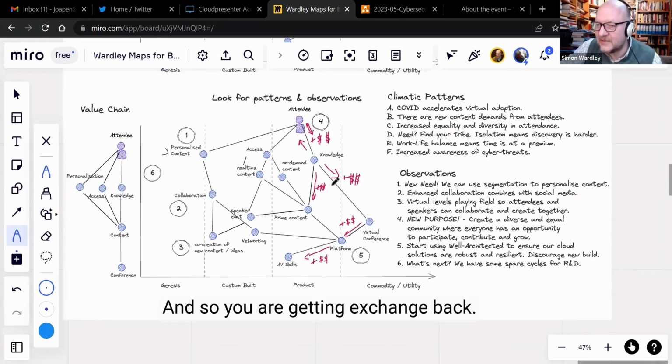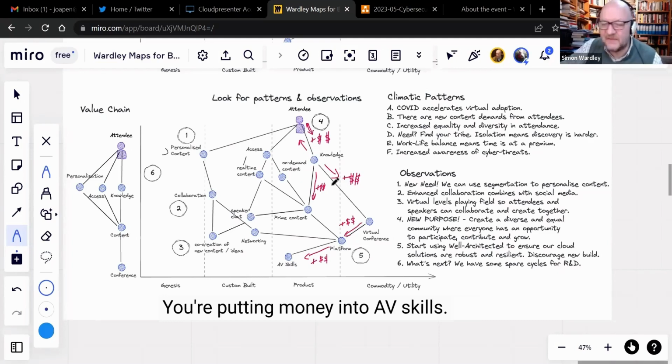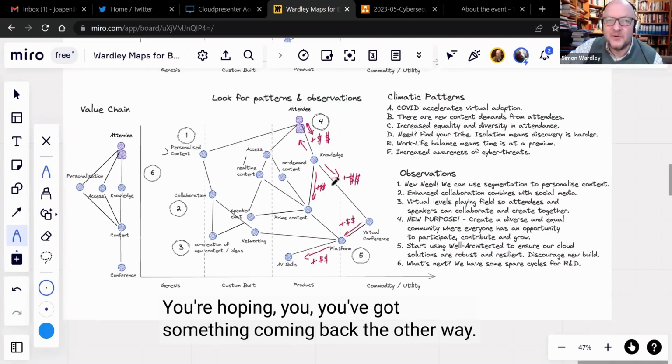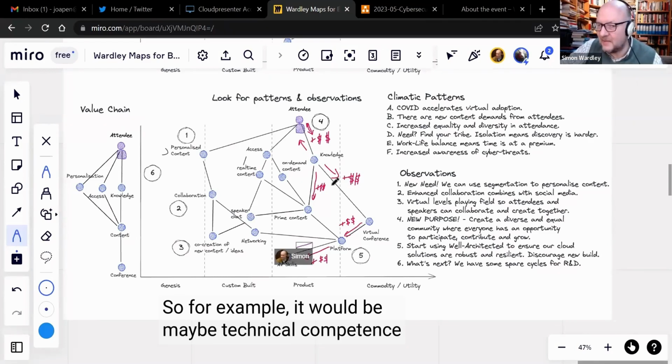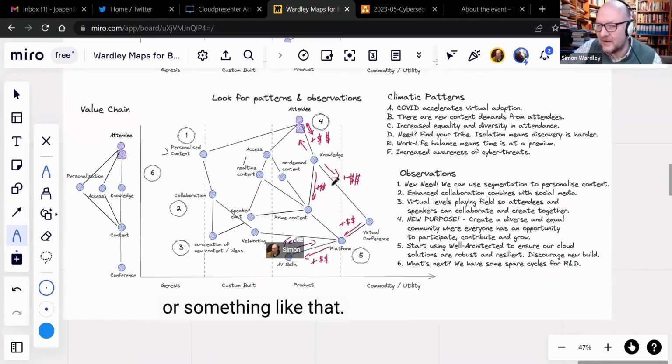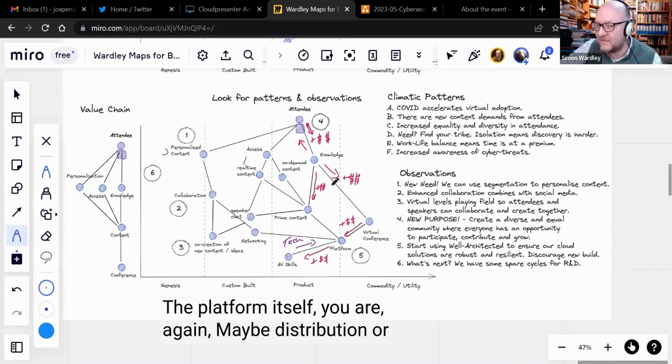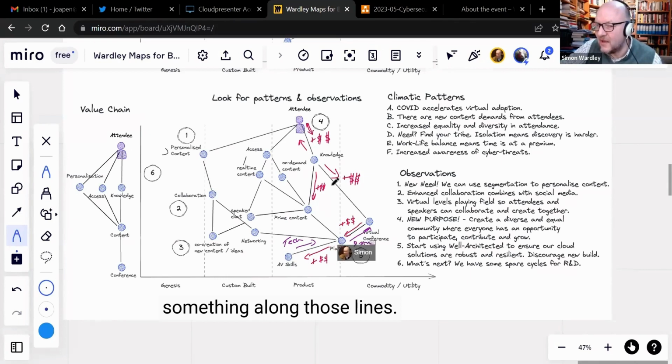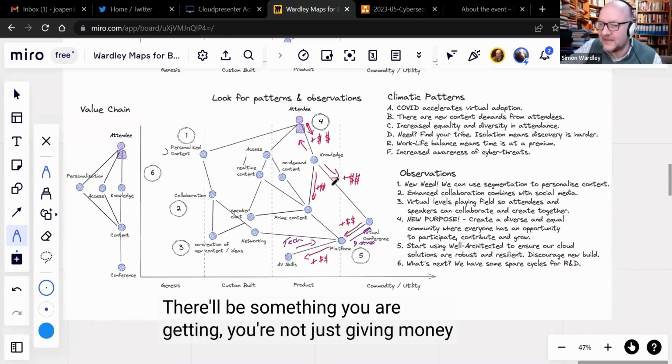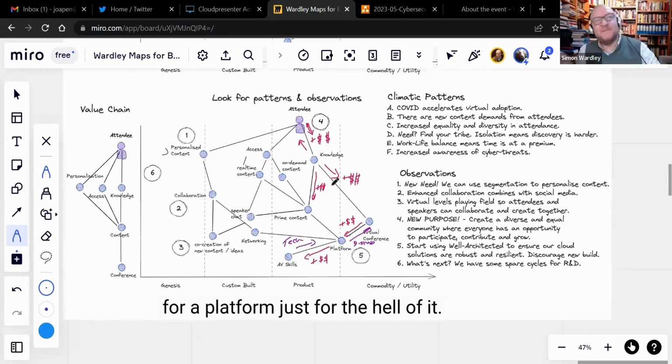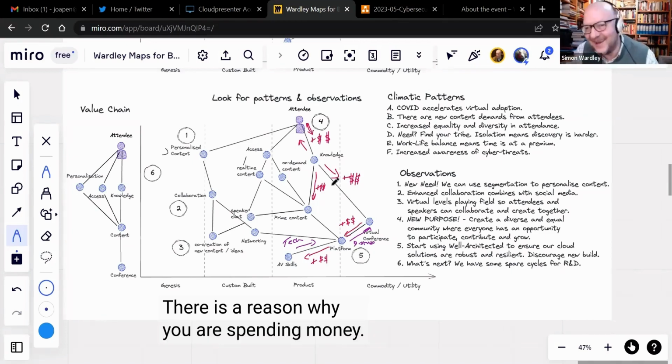And so you're getting an exchange back. You're putting money into AV skills, and you're hoping you've got something coming back the other way. So, for example, it would be maybe technical competence or something like that. The platform itself, again, maybe distribution or something along those lines. There'll be something you're getting. You're not just giving money for a platform just for the hell of it. There is a reason why you are spending money.